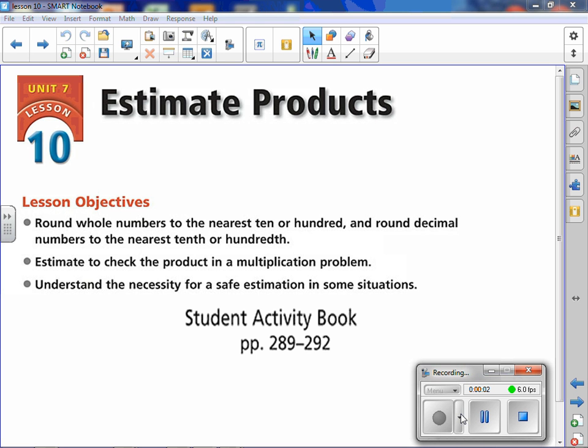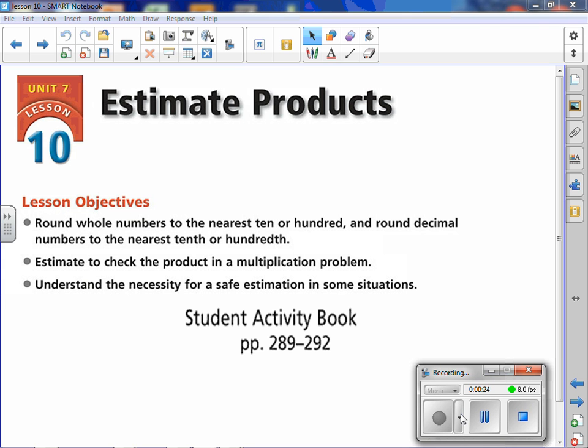Okay, here we are. Unit 7, Lesson 10, Estimating Products. So we'll be rounding whole numbers to the nearest 10 or 100 and rounding decimal numbers to the nearest tenth or hundredth, and then using that to estimate our product and actually following through with that multiplication and double checking some of those answers and making sure we're accurate.